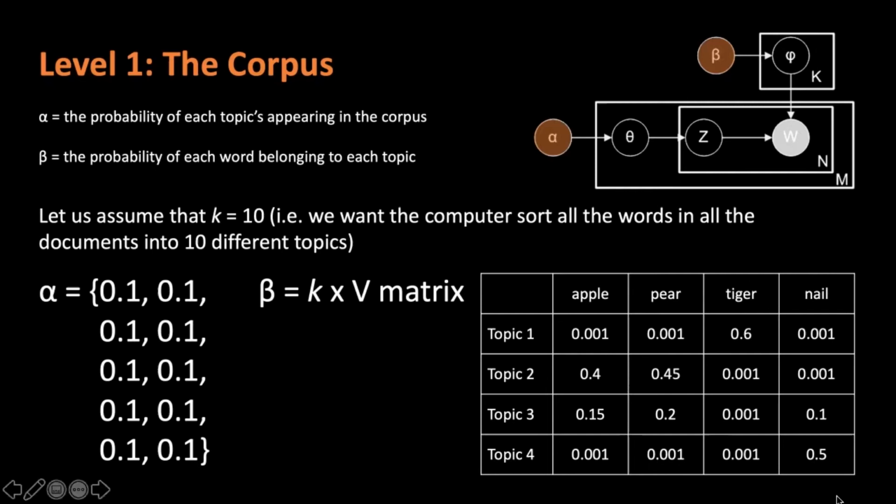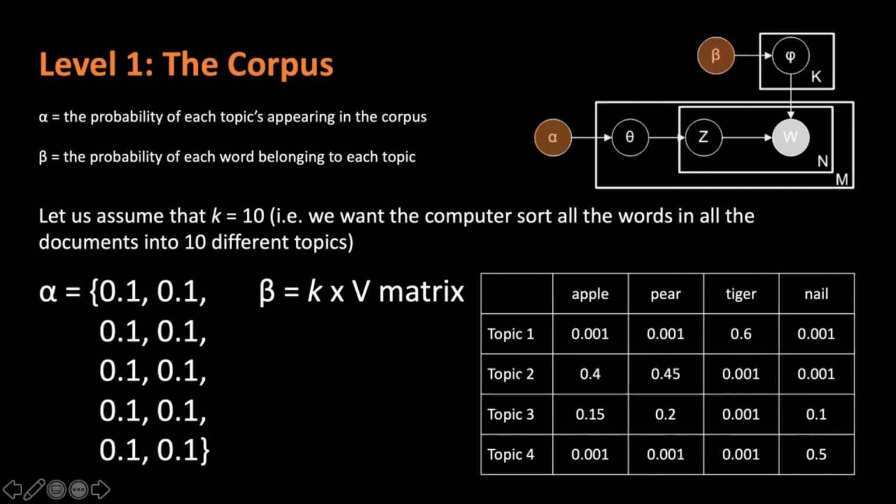So here's an example, a completely made up example. The computer might learn something like this, that the word tiger is quite likely to appear in topic 1. And in topic 2, the words apple and pear are quite likely to appear, but the words tiger and nail are unlikely to appear. In topic 3, the words apple and pear are semi-likely to appear, and nail is a bit likely to appear, and so on.